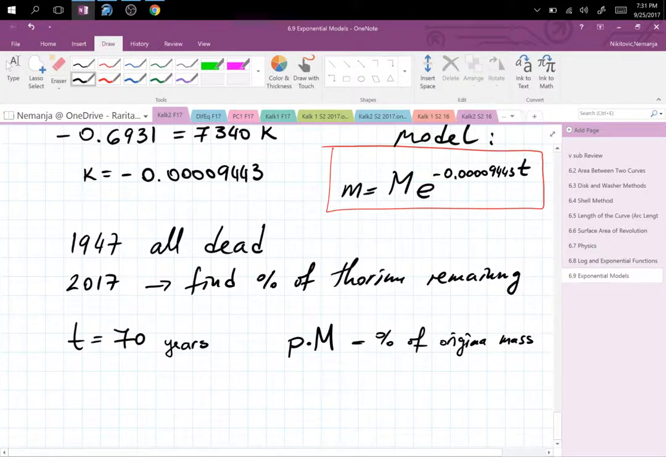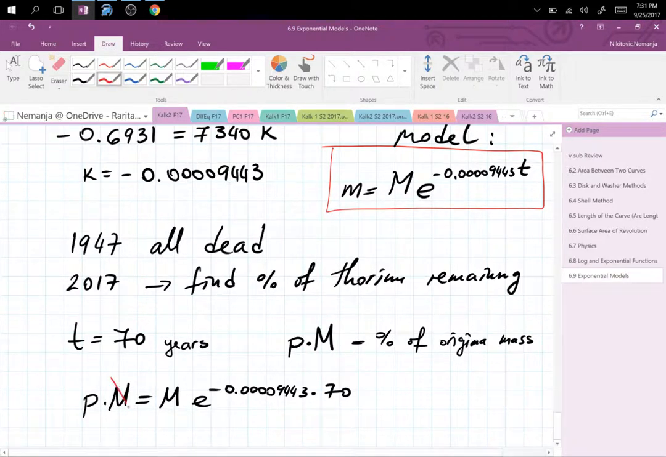So plug everything in. We have percent times the original mass is equal to the original mass e to the negative 0.000094443 times 70. You see that these m's cancel, right? It doesn't matter if someone was brushing 2 times or 3 times or 7 times a day. That all canceled. And we have e to the negative 0.000094443 times 70.